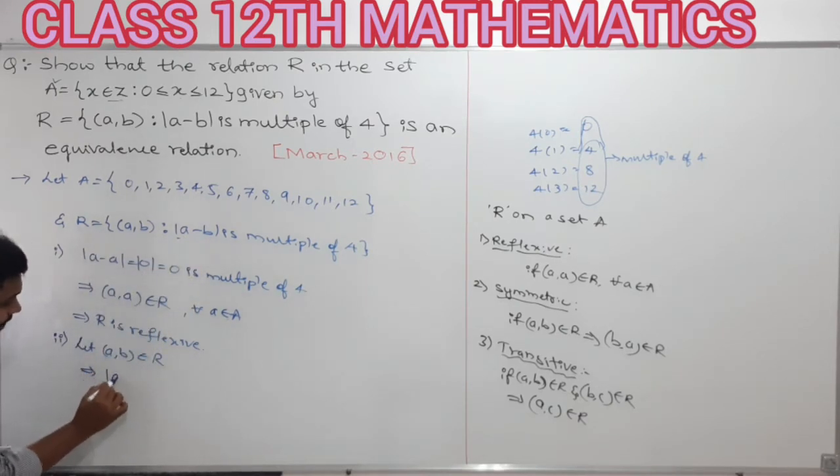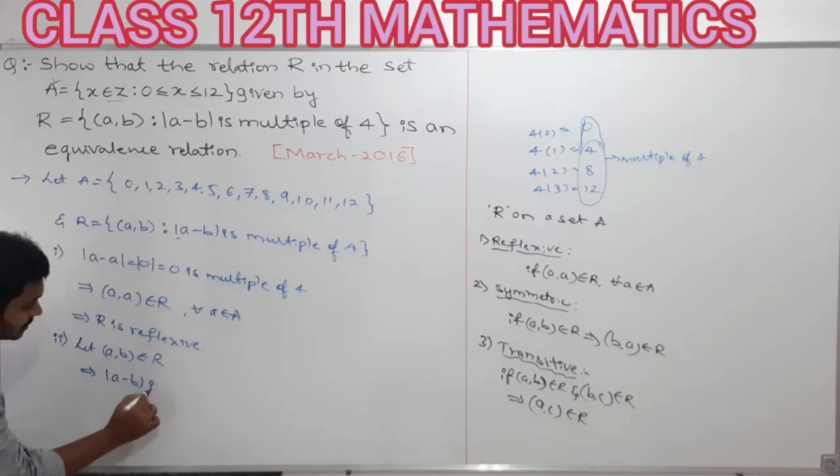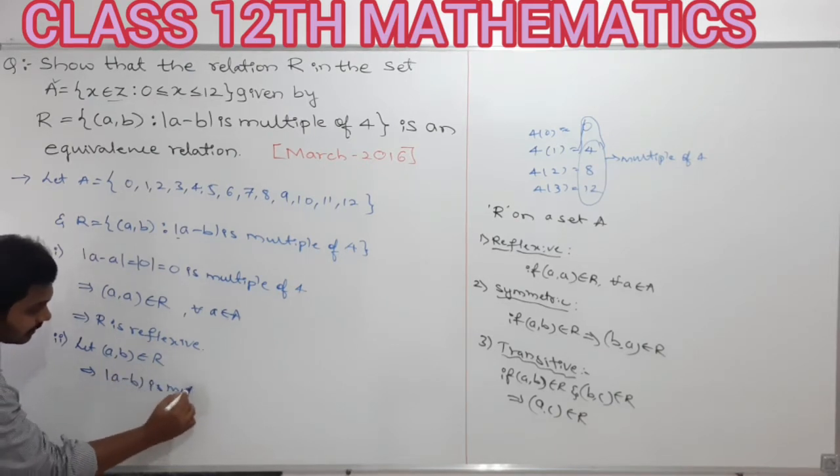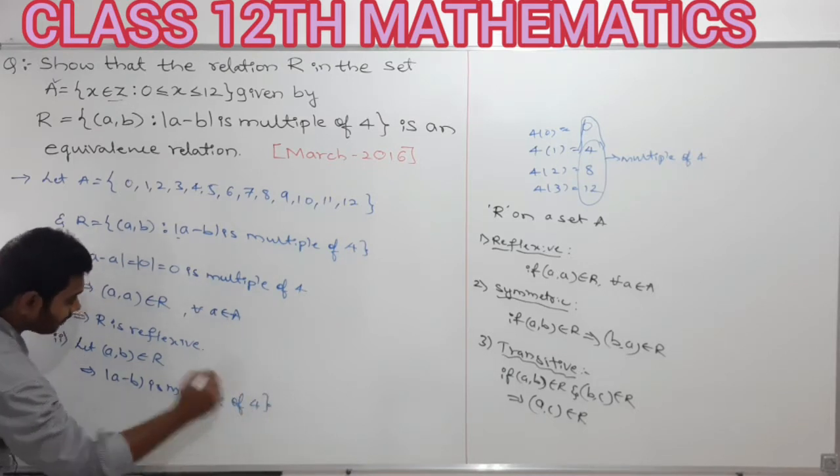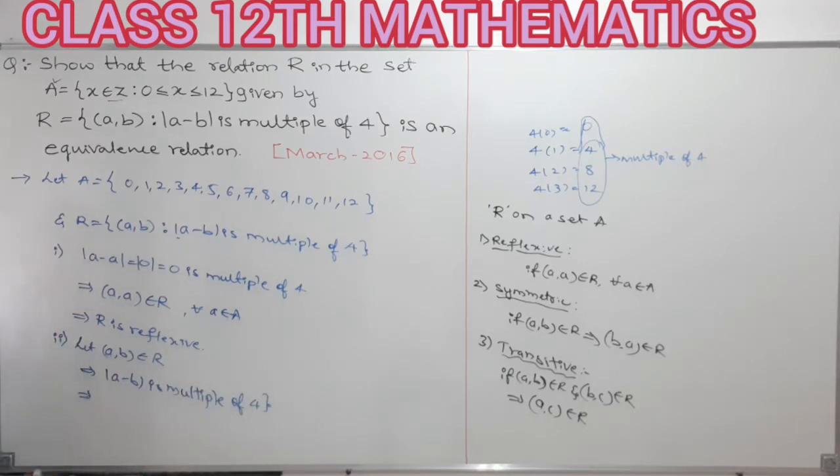This implies that modulus of a minus b is a multiple of 4. So next this implies, my dear students, so modulus of a minus b is a multiple of 4.